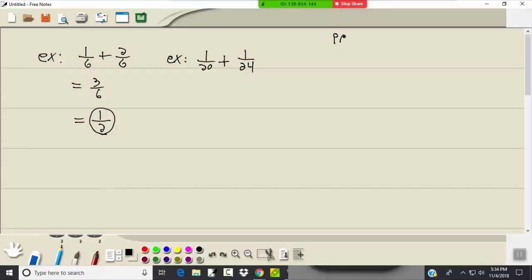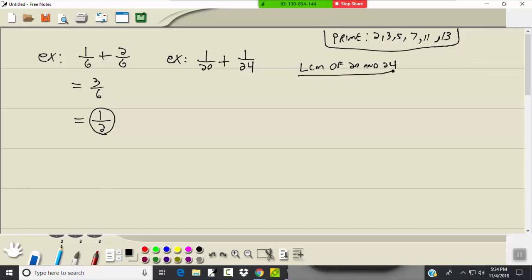Now we have some numbers that are prime. Our prime numbers are 2, 3, 5, 7, 11, and sometimes 13. You actually have an infinite number of primes, but probably 95% of math problems revolve around these first numbers here. Okay, so to find the LCM of 20 and 24, step one is we want to do the prime factorization of each number.